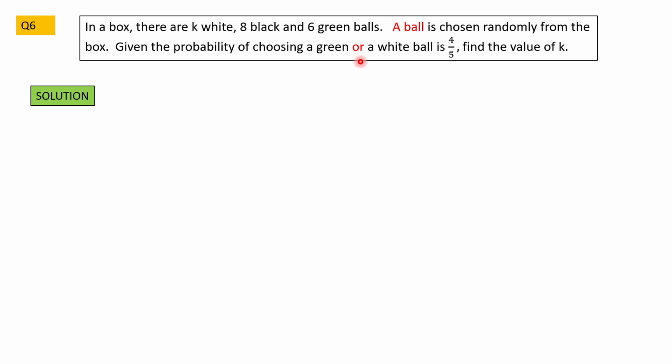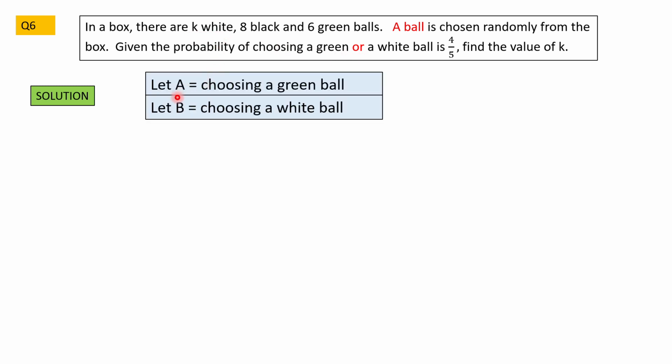Now the question is to find the value of k. So what is k? K is the number of white balls. To start with, we define the events. Let A equal choosing a green ball and B choosing a white ball. The number of sample space, we have k plus 8 plus 6 equals k plus 14. Now, go back to the question.